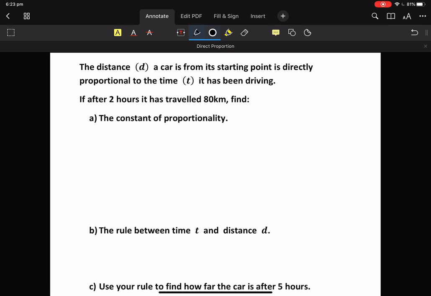The distance d, so instead of being x and y here, we've got different letters, but that's okay, we don't care. Here we've got d is directly proportional to t, so really important that we get that order right. The distance a car is moving from its starting point is directly proportional to the time it has been driving. So we can write that as d is directly proportional to t. And we're finding this constant of proportionality just like last time. Remember our next line is therefore d equals kt.